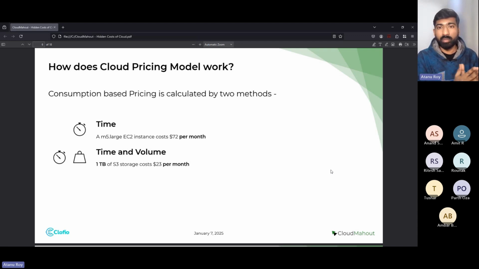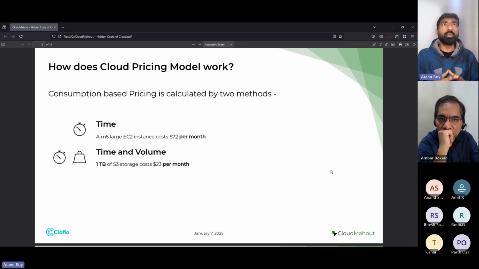Now, when we look at consumption-based pricing, there are generally two different dimensions by which cloud platforms charge you. One is purely time-based. A typical example is that a particular M5 large EC2 instance will cost you around $70 to $80 per month. So the more time you use, the more money you pay. The other model is time plus volume based. A typical example is S3 or any kind of storage service. For S3, 1 TB of storage used for an entire month will cost you around $23. So it is based on both time and volume.